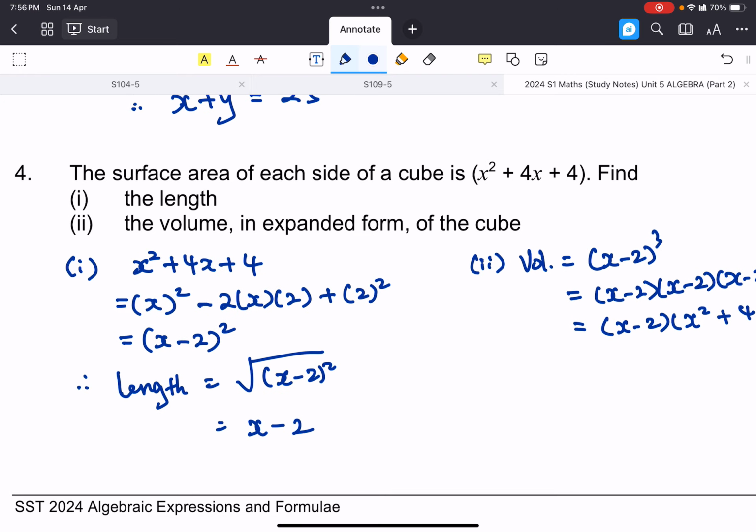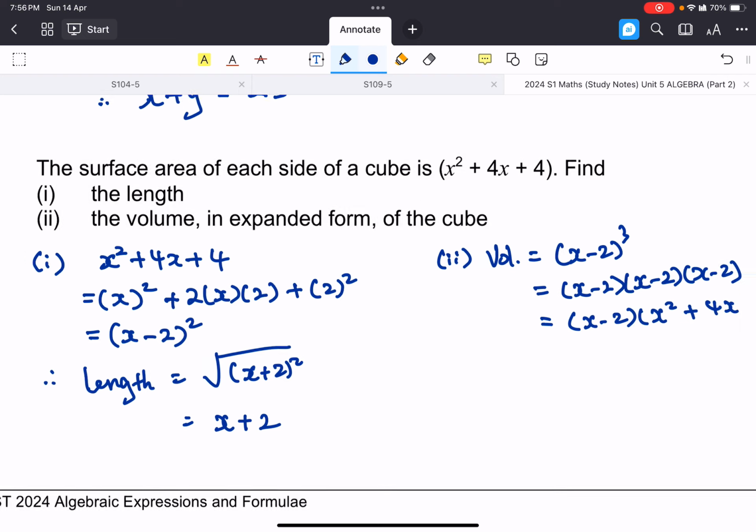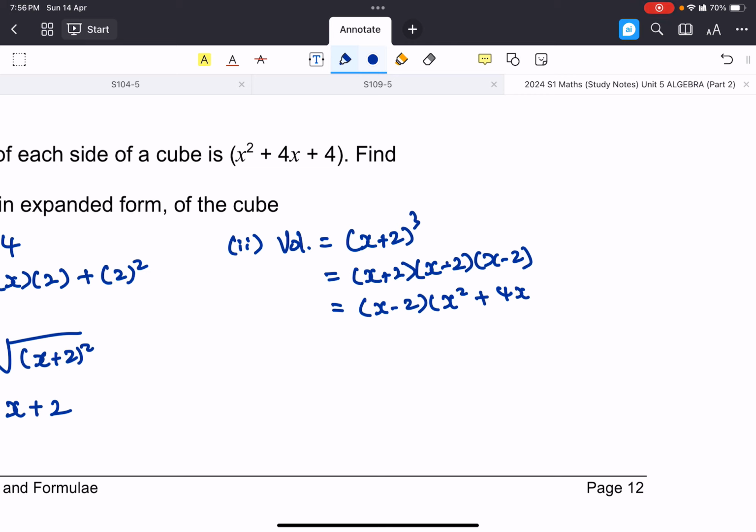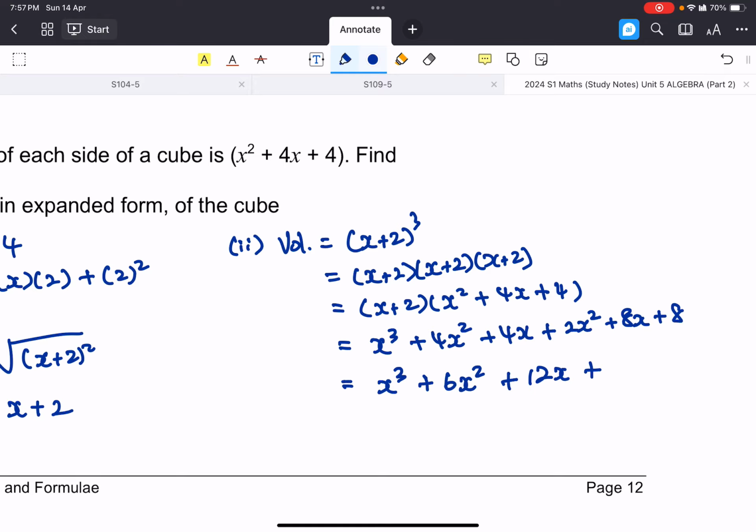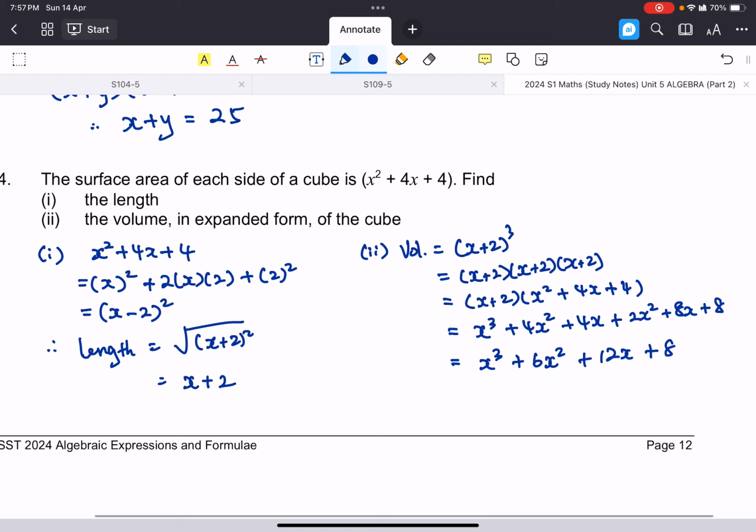So we have, wait, my mistake, right? This is a plus, so it's positive. Okay, plus 4x plus 4. So this will give us, multiplying everything by x, x cubed plus 4x squared plus 4x, plus 2x squared plus 8x plus 8. Putting that all together, x to the power 3, then we have 6x squared, 12x, and 8. There we go. Okay. So with this, I hope you get used to the idea of factorizing, and more practice.